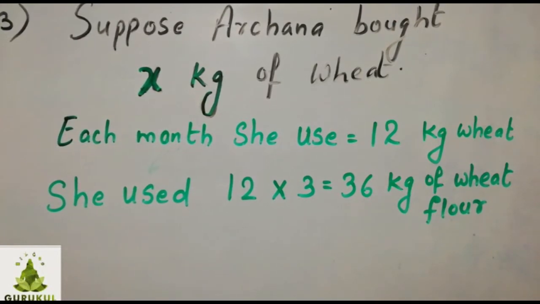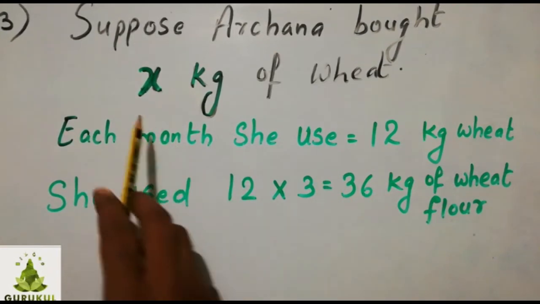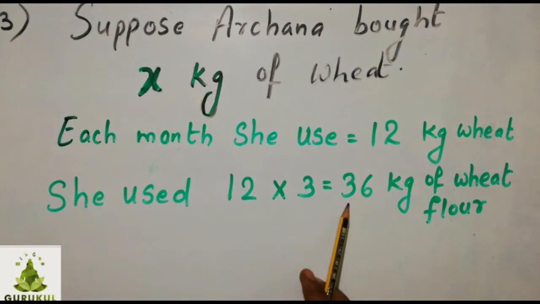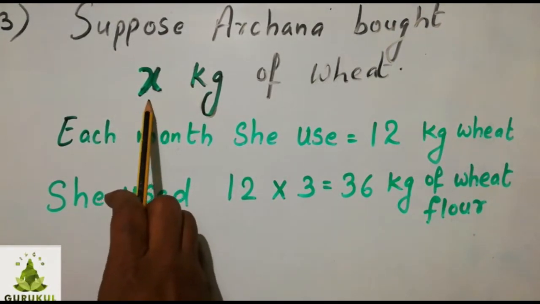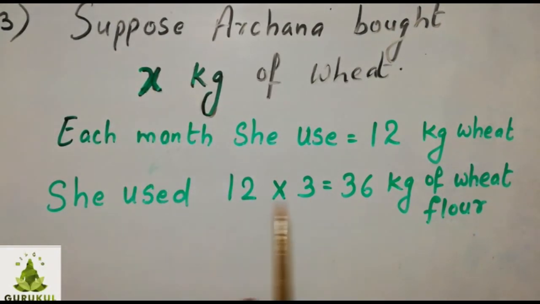After using this, something is left over. She had X. Now X is the total wheat, and from this much is used up. So X minus 36 kilogram of wheat is left over. Is that clear to you? That is given to be 14 kilogram. X is the full amount of wheat minus the 36 she used in the 3 months. So X minus 36 is left, and that equals 14, as given in the statement.